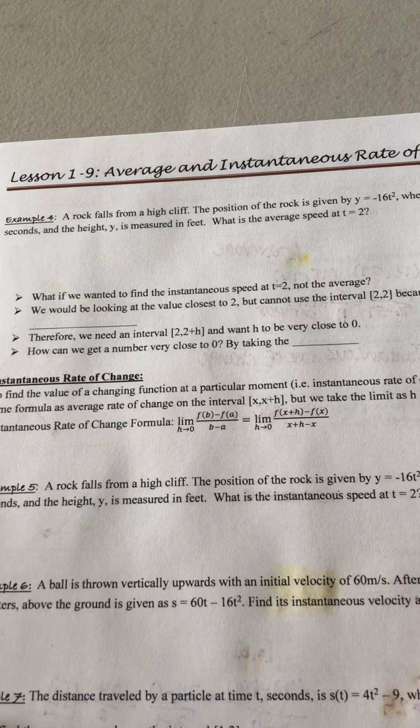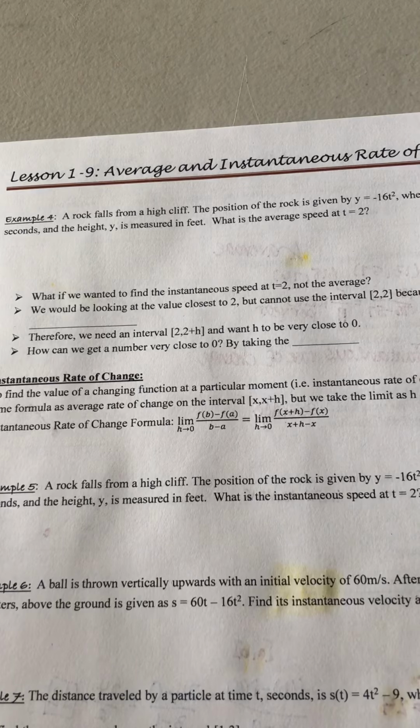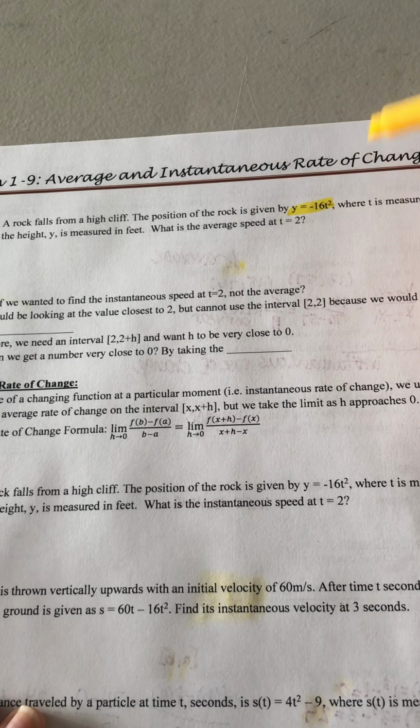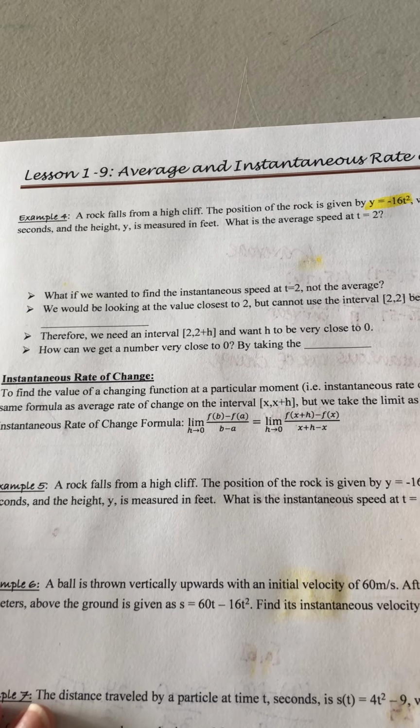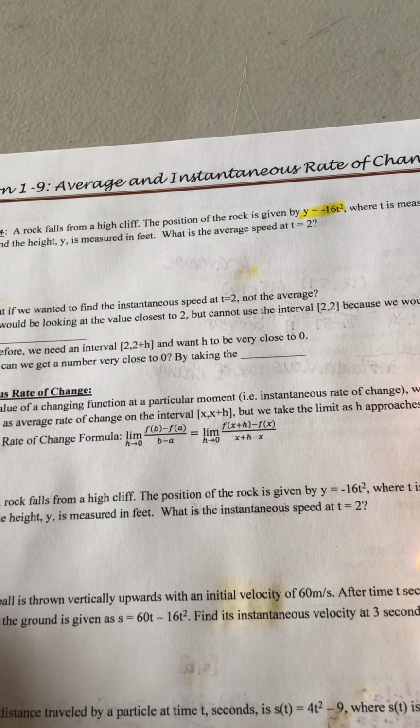All right, example 4. A rock falls from a high cliff. The position of the rock is given by y equals negative 16t squared, where t is measured in seconds and the height y is measured in feet. What is the average speed at t equals 2?